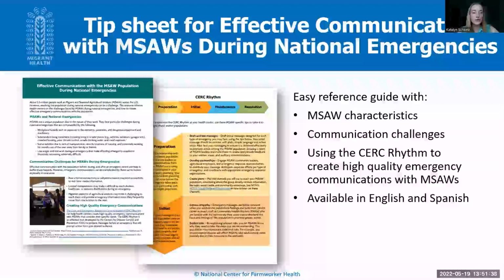I also noticed that some of you in the registration form on Zoom expressed needs about communicating with Indigenous workers. We do also have a tool on effective communication with Indigenous populations during national emergencies, as well as an accompanying webinar on communicating with Indigenous populations, which we'll share in the follow-up email to this webinar.